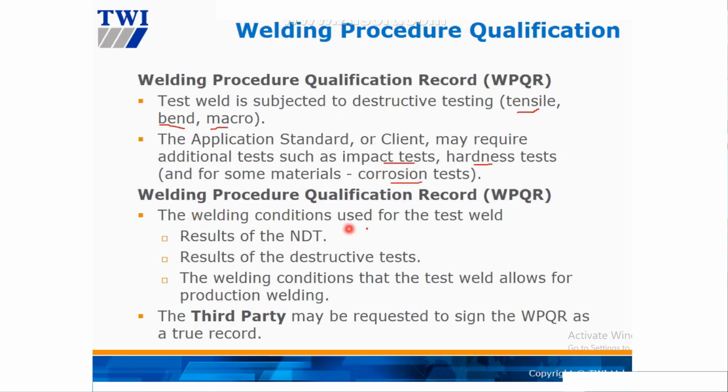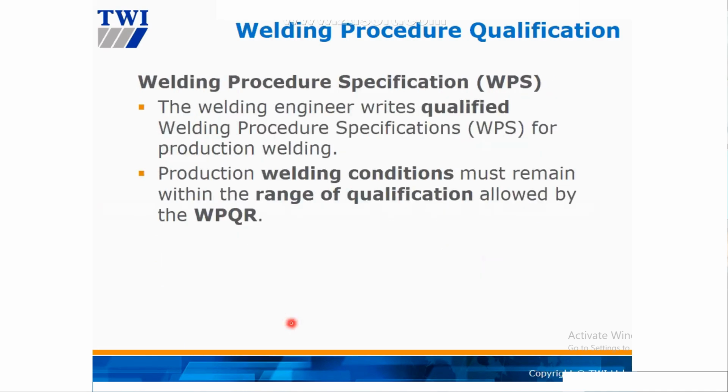All right, the welding conditions used for the test weld. In order to produce the PQR, there must be the result of NDT, the result of the mechanical tests, and also the welding parameters recorded. Where is the report? A third party may be requested to sign the PQR as a true record. Then the welding engineer will write the WPS for production welding. Production welding must remain in the range of requalification allowed by the PQR.